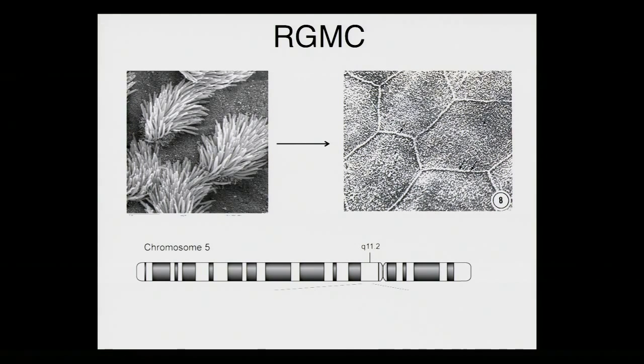The problem is that this disease is pretty rare, and so the families aren't big enough to map the gene to see what's causing this particular defect. They know it's somewhere on chromosome 5, and they think it's somewhere down here near Q11, but it's in too big of a region to figure out what genes might be affected.